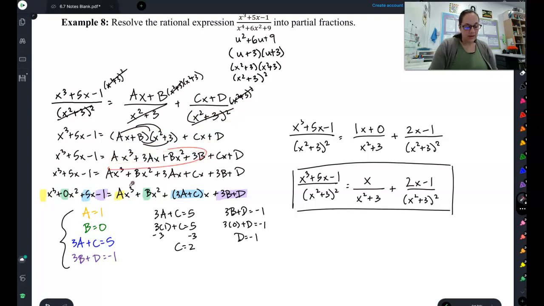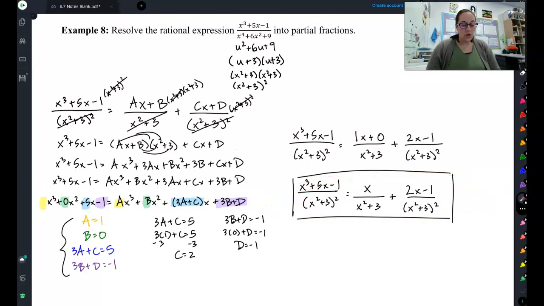Then I organized it, brought the cubes together, the squareds together, the x's together, and the no x's together, and then set them equal to their individual parts. To get this system, A and B are already solved for, so I plugged A into the third equation to solve for E, and I plugged B into the last equation to solve for D. Plugged all my answers into there, and I simplified this a little bit to that to get my final answer for example 8. So that is everything about partial fraction decomposition.